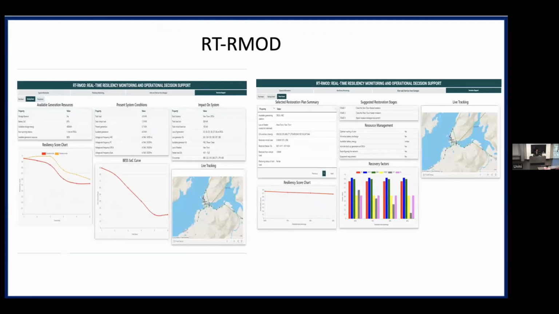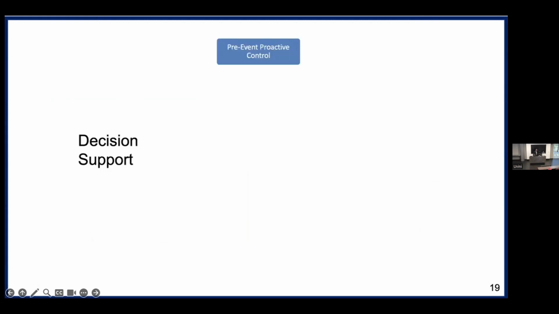So there's a lot of things shown here, but what we're looking for is these two. If I take some action, then how will resiliency look? If I do not take that action, then how will it look, right? So I can decide between those two. So in decision support, which RT mod is doing, there are pre-event and then post-event things.